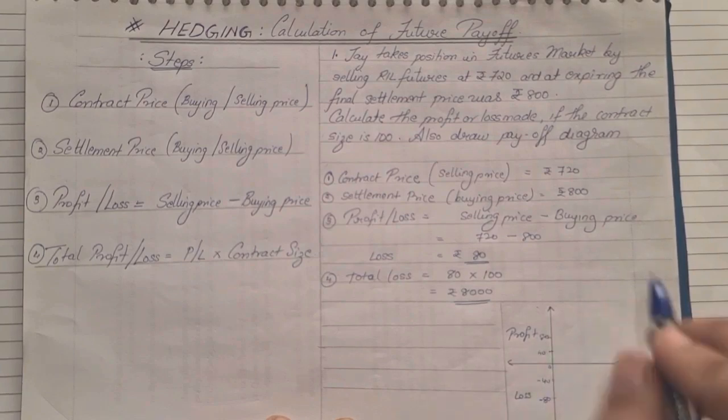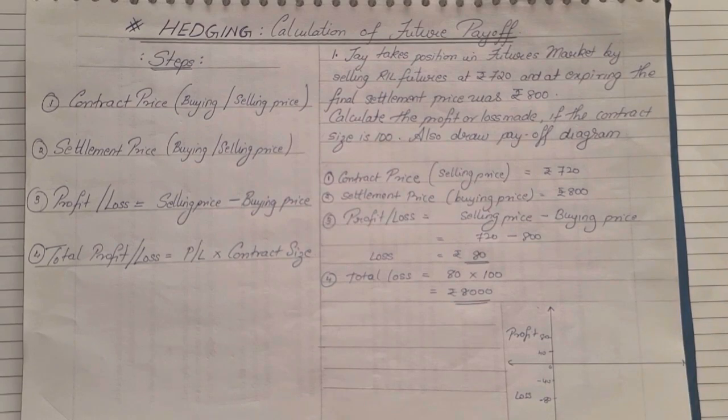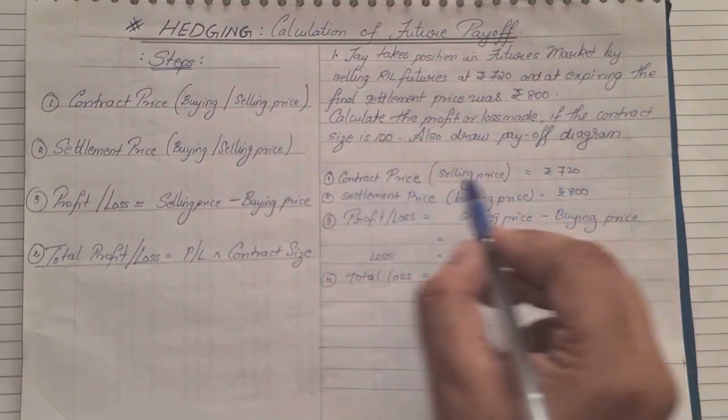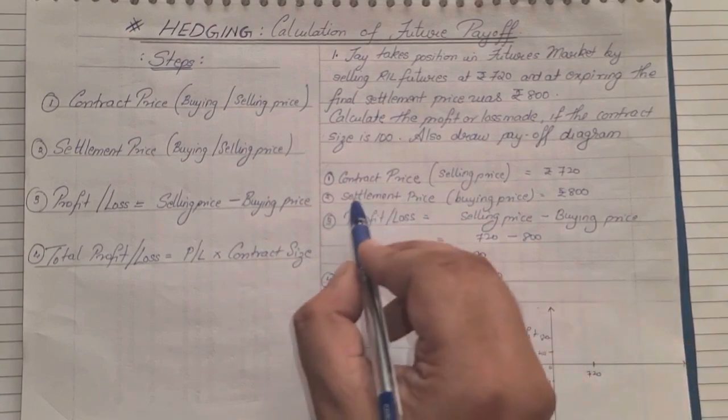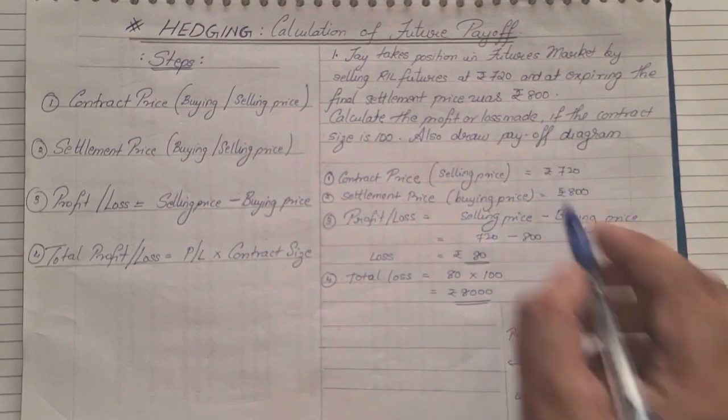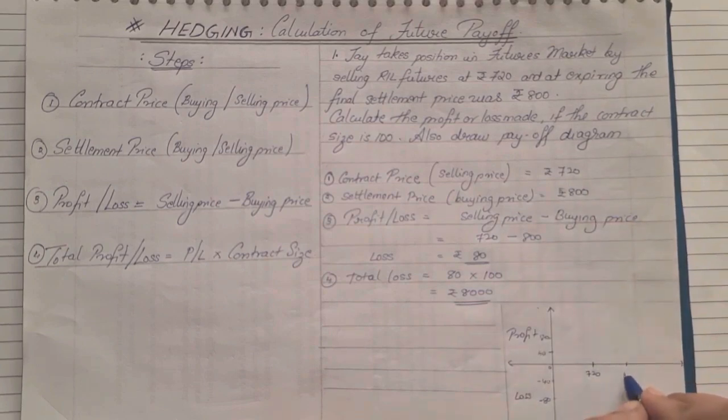Okay, now see, very simple, how to draw the payoff diagram for future payoff. Okay, the sum based on future payoff. Whatever is your contract price, mark it up. So let's say this is my 720 contract price. After that, check your settlement price. Now it is more than 720, so I'll just mark it out somewhere here, 800. Now on the date of settlement, we had a loss of 80. So at the date of settlement, we had a loss of 80, so I'm marking it out.